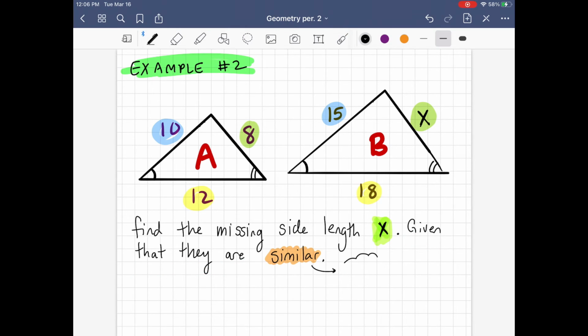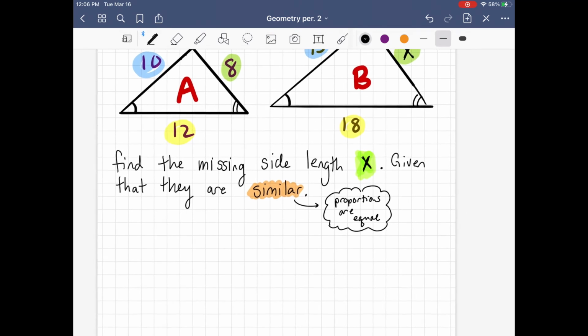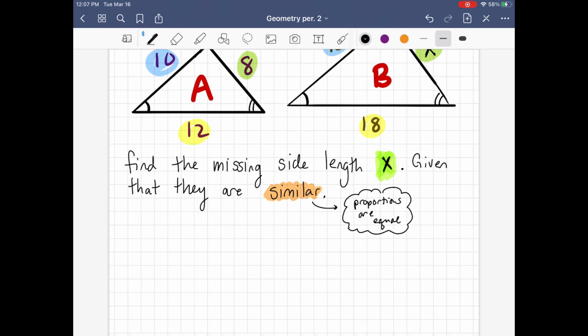And remember, similar means that the proportions are equal. So we have that fun fact. We already know the proportions are equal, and we can use that now to figure out what X is. So let's go ahead and compare the proportions. We're going to compare them with an equal sign because we know that they are equal.